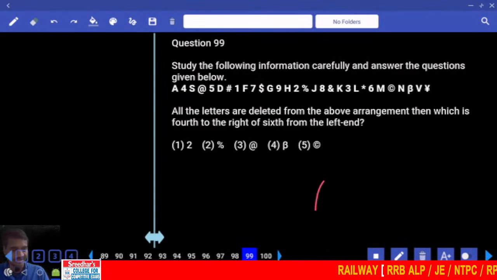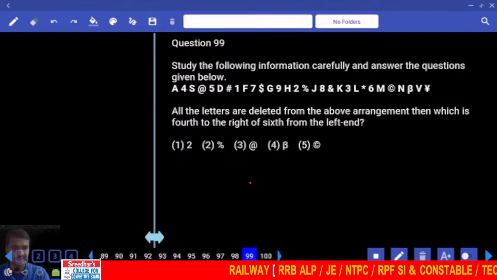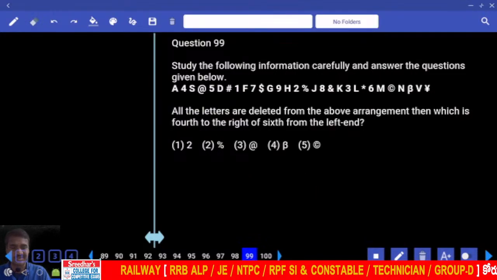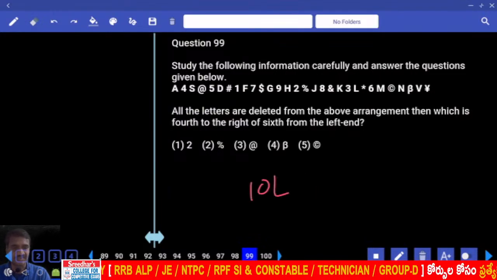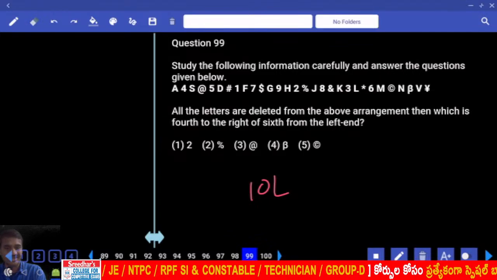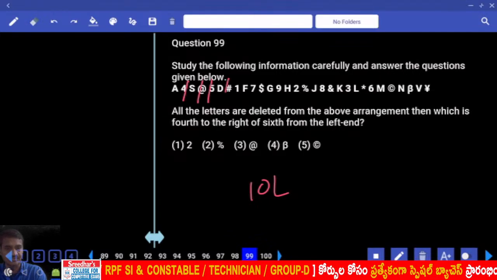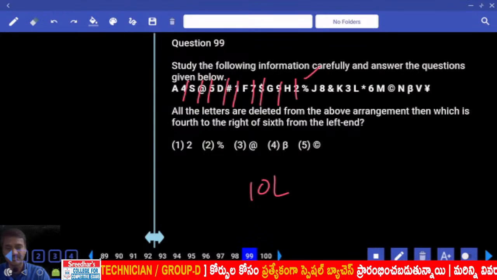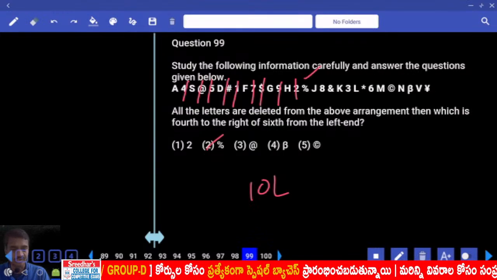Then question number 99. All the letters are deleted from the above arrangement. Then which is 4th to the right of 6th from the left? 4th right and 6th left means 10th from the left-hand side. Now 10th from the left-hand side without the letters: 1, 2, 3, 4, 5, 6, 7 and 8, 9, 10. Percentage, choice 2.